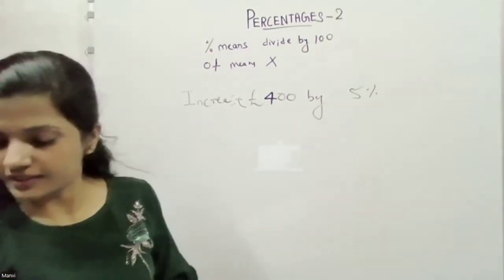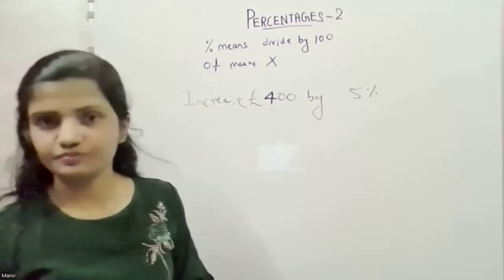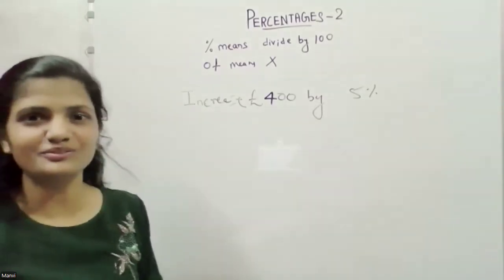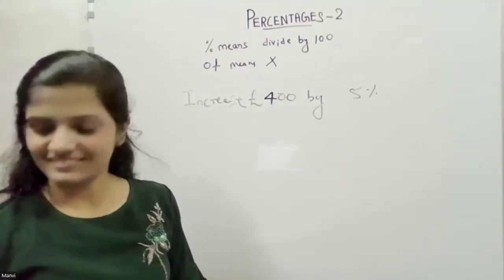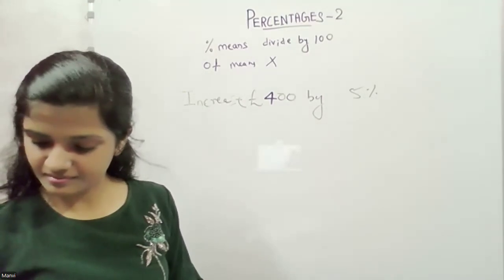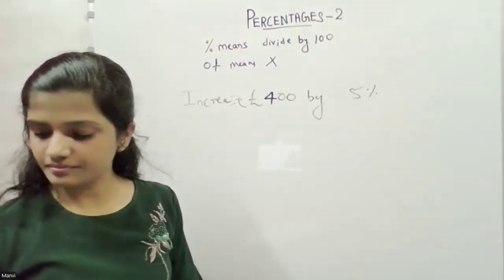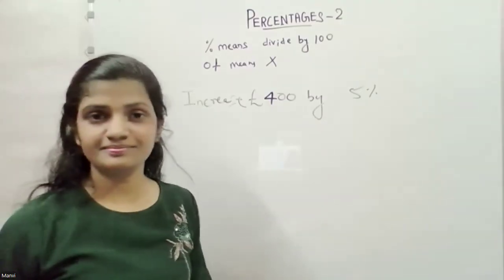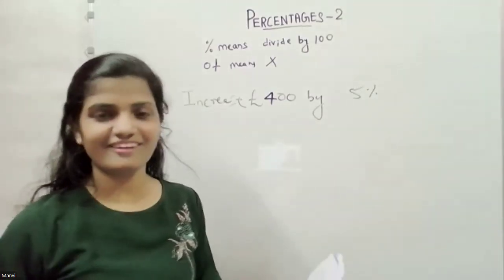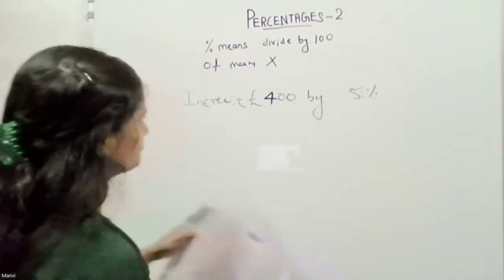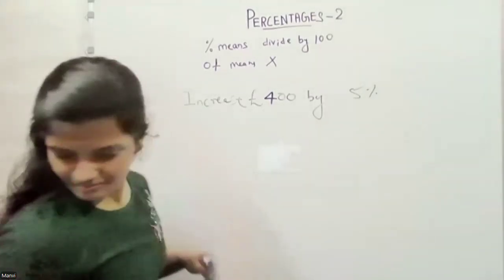You use which method? Method 1 or method 2? Method 2. Yeah. 420 pounds. What you got? 420 pounds. Very good. Using method 2. Very good. Can we do decreasing now? Okay. Please decrease.